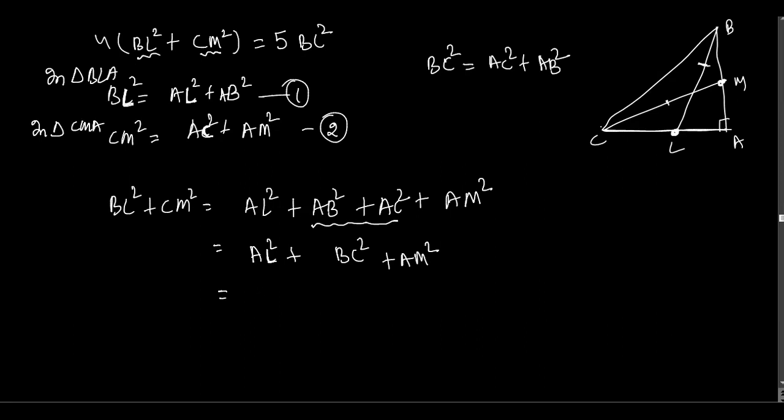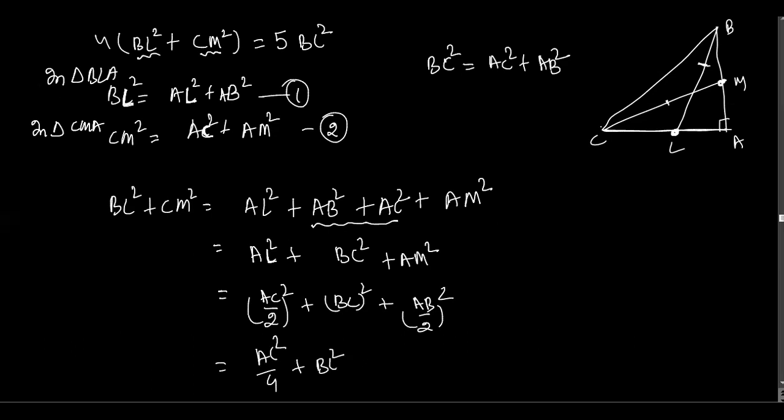Okay. So now you can write AL as AC by 2. So you can write AC by 2 whole square plus BC square plus AM. AM is actually half of AB. So you can write here AB by 2 whole square. When you open the squares, you can write AC square by 4 plus BC square plus AB square by 4.